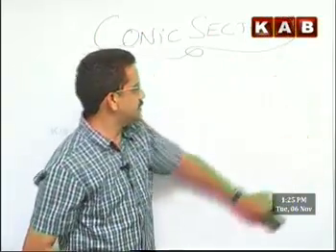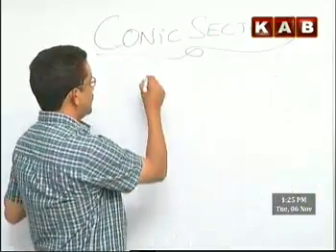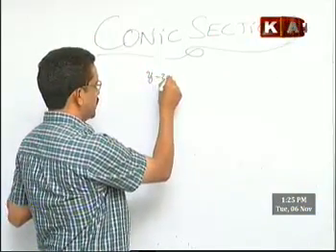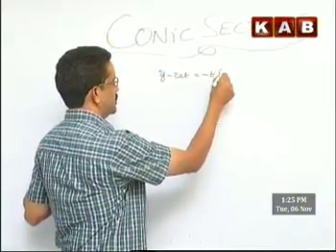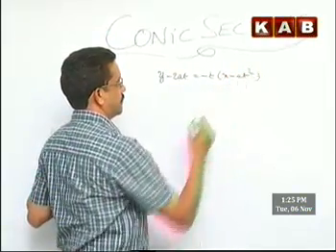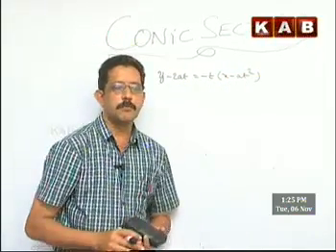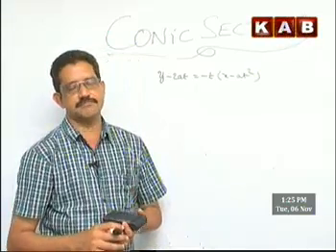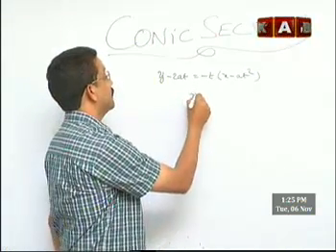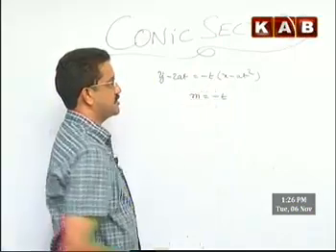Look at this step by step. The normal is y minus 2at equals minus t into x minus at square. What is the slope of the normal here? Minus t. So I will call that m. m is equal to minus t.